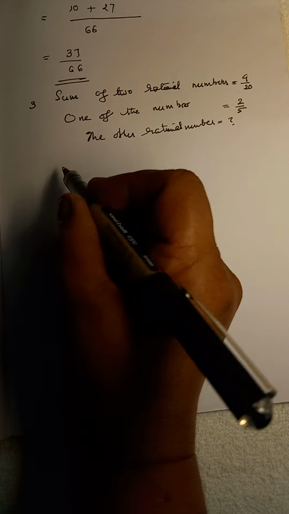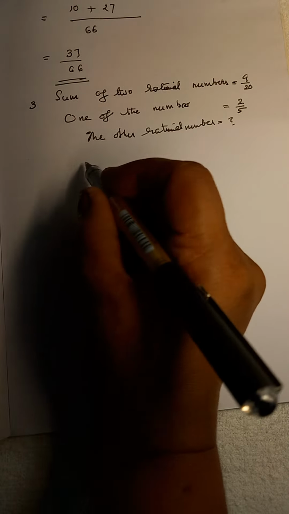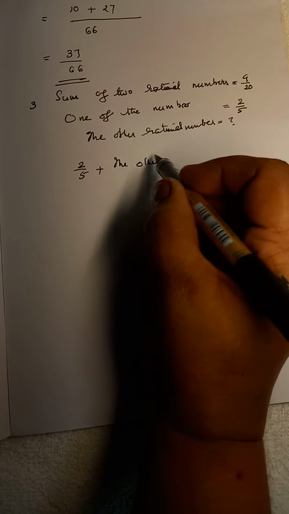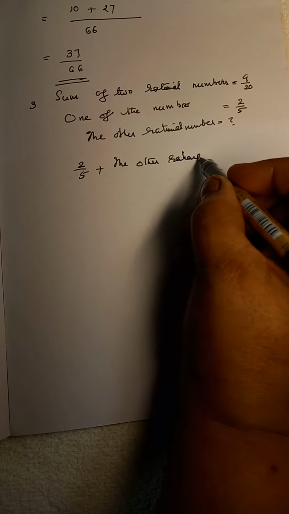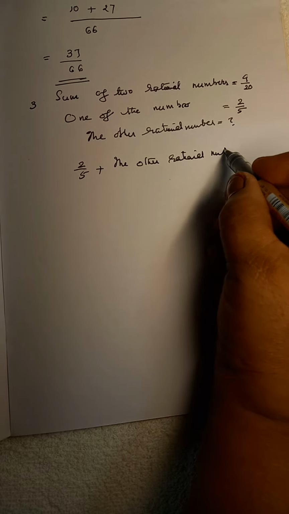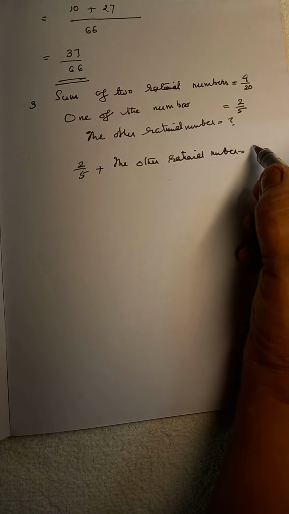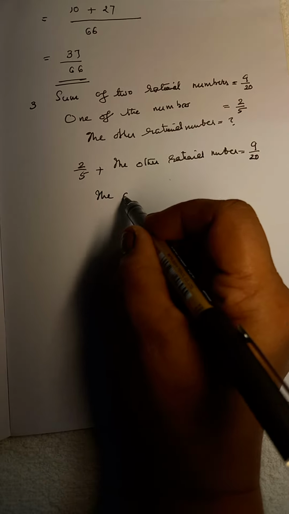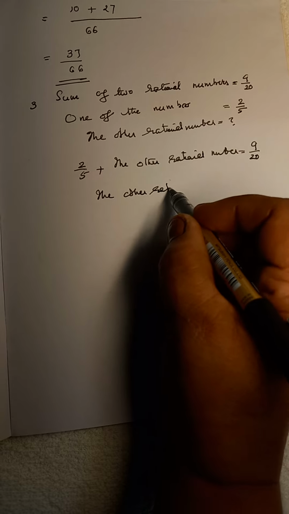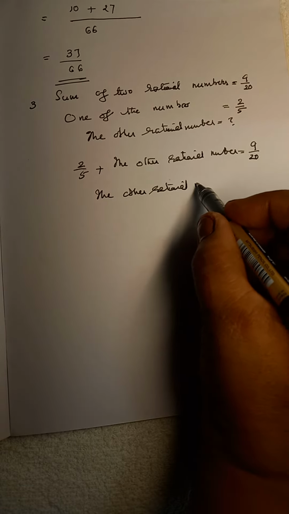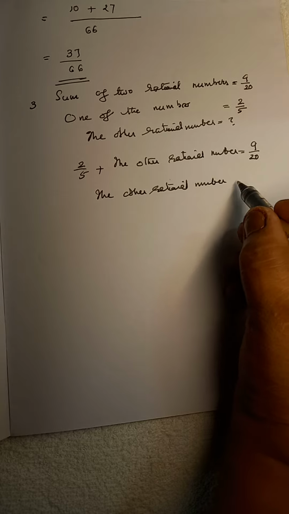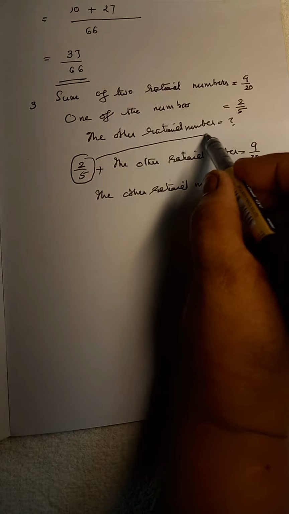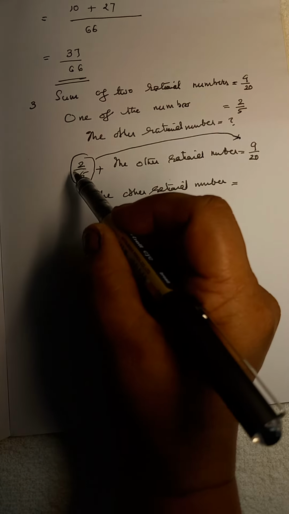Then we can form one equation as one of the rational numbers is given as 2 by 5, that plus the other rational number, that is equal to the sum of the two rational numbers, 9 by 20. Then the other rational number, that we have to keep on the left side. Then we can take the other number 2 by 5 to the other side of the equal sign. Then its sign will change.